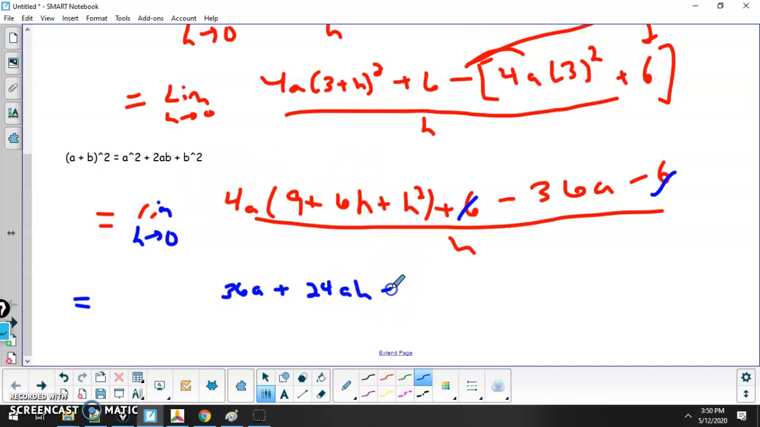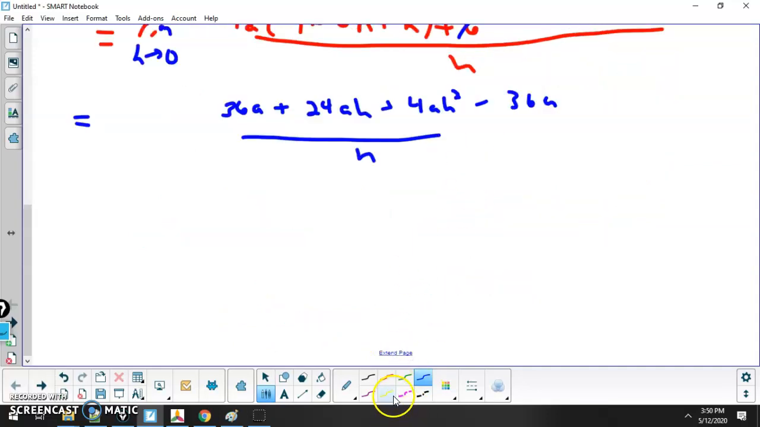4a times h squared is 4ah squared. Then we have minus 36a, all over h. Okay, so look, a couple more terms cancel. Minus 36a and 36a cancel.